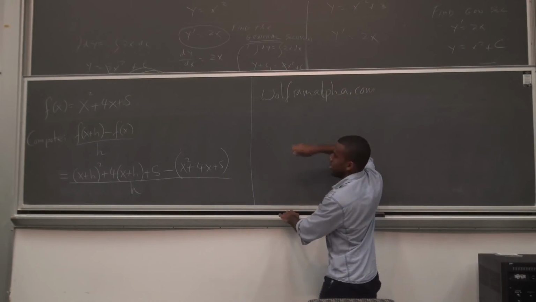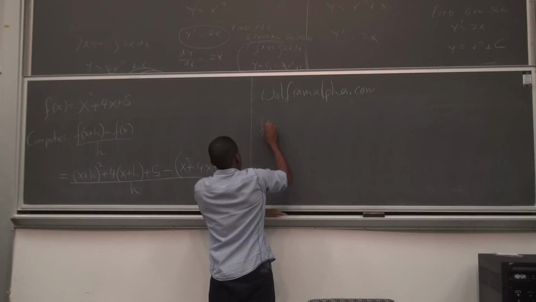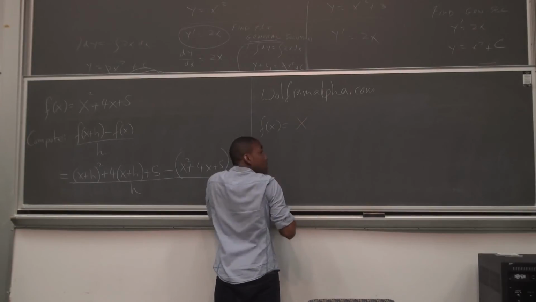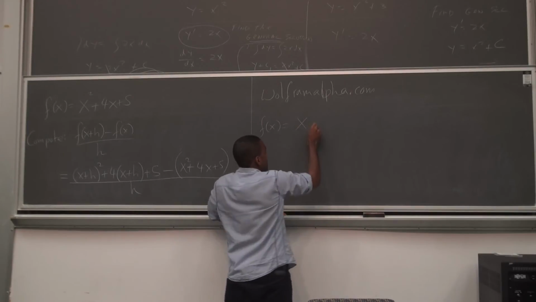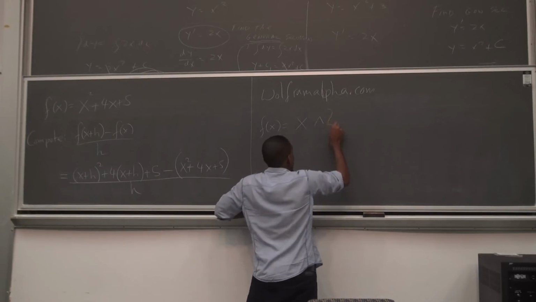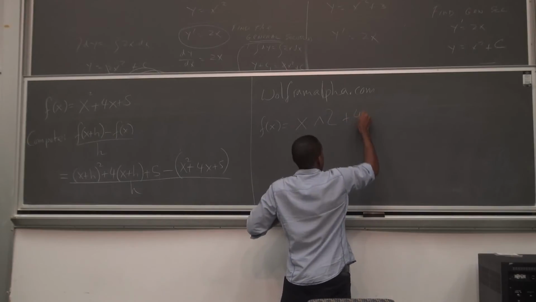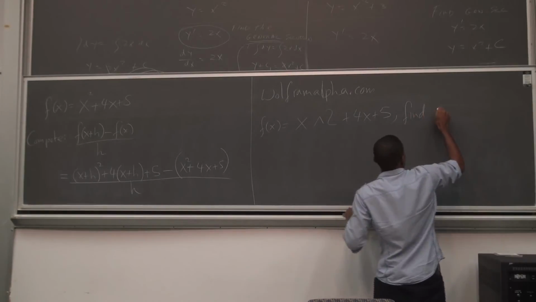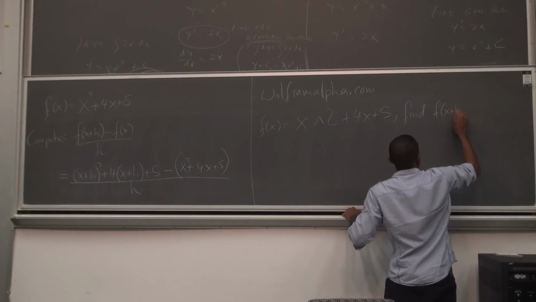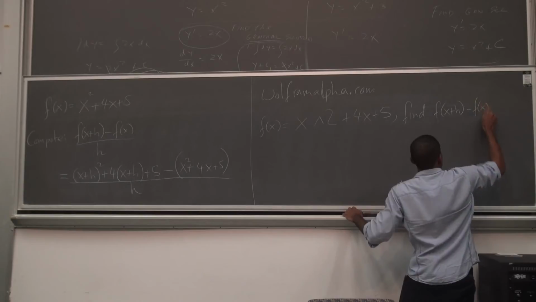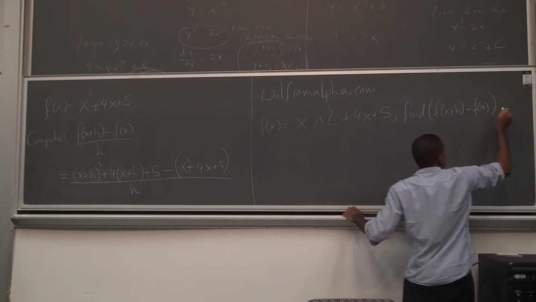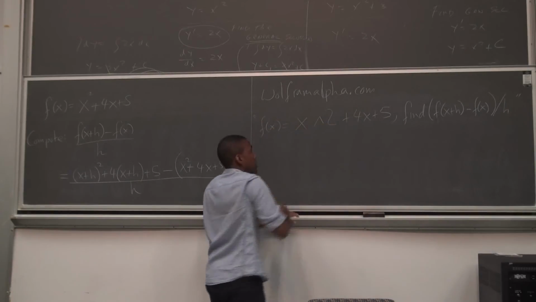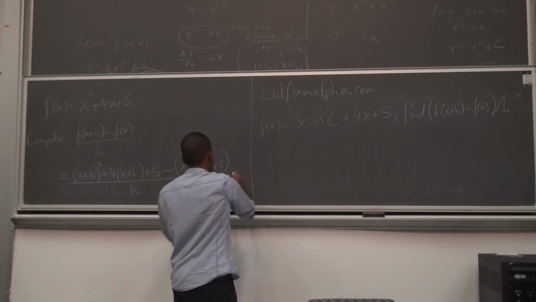Alpha.com, and you can actually type it. You can type f of x equals x squared, using the caret button, plus 4x plus 5, comma, find (f of x plus h minus f of x) over h. You have to put that in parentheses over h. You can literally type that without the quotes, of course, and Wolfram Alpha will tell you what the final answer is.